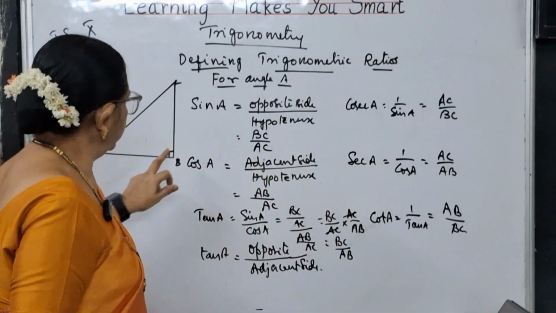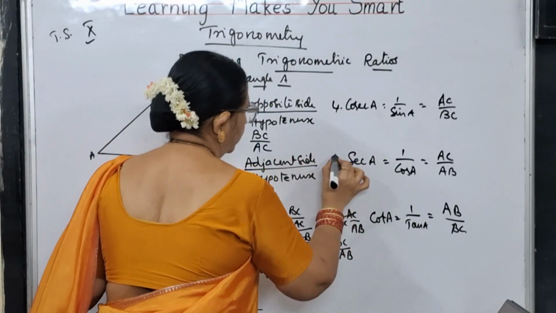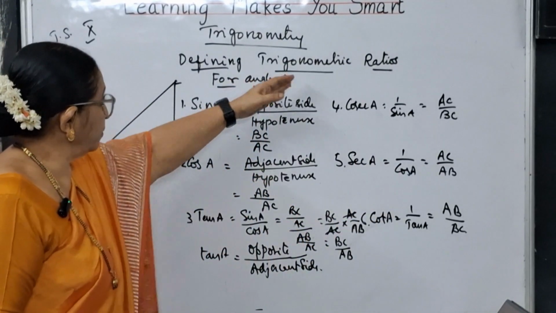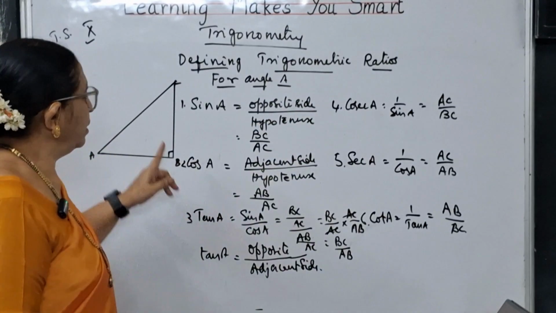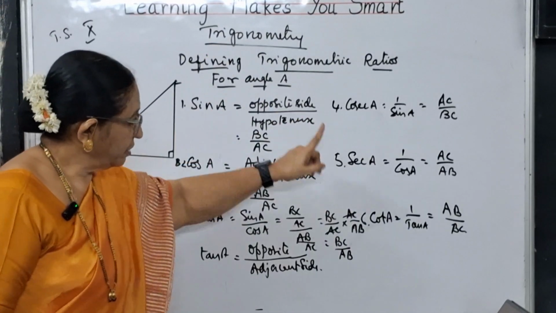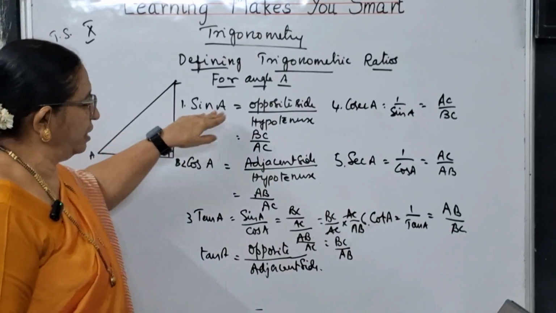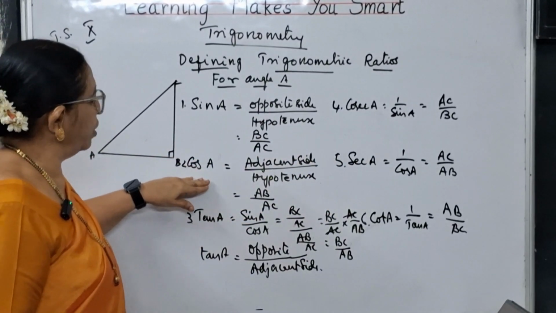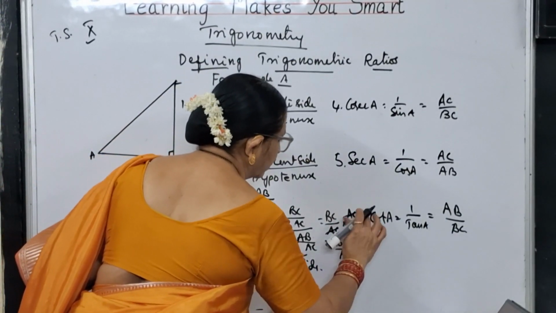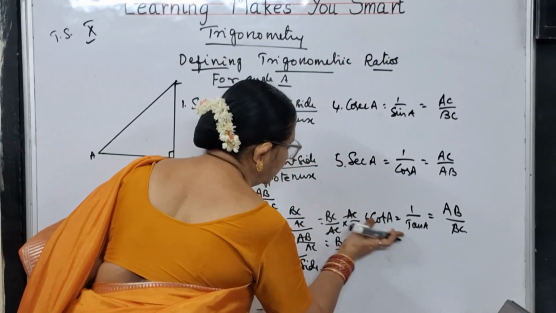So these are 1, 2, 3, 4, 5, 6 various trigonometrical ratios, children. These are sin A, cos A, tan A, cosecant A, secant A, cot A. Cosecant A is the reciprocal of sin A. Secant A is the reciprocal of cos A. Cot A is the reciprocal of tan A.